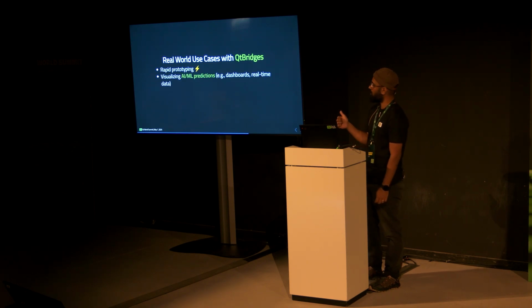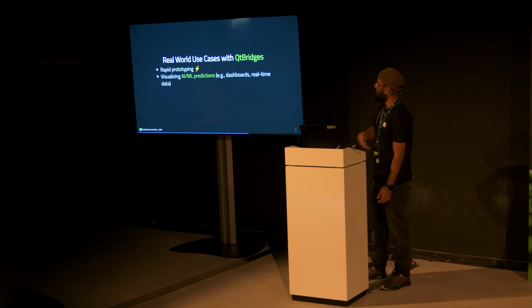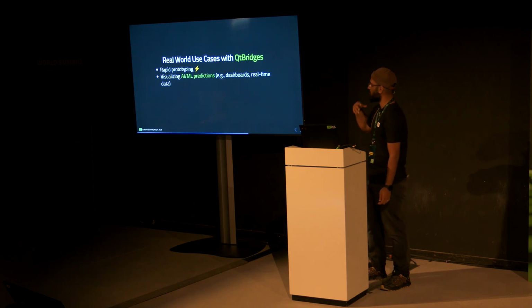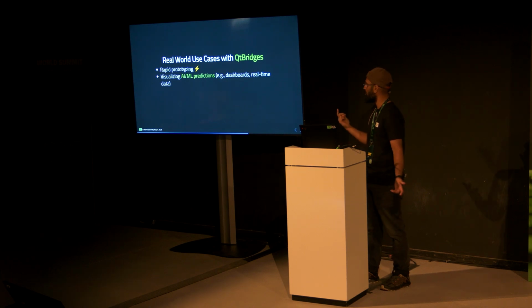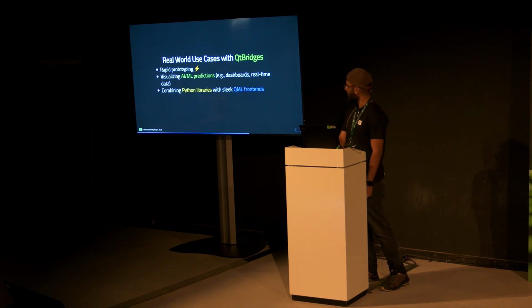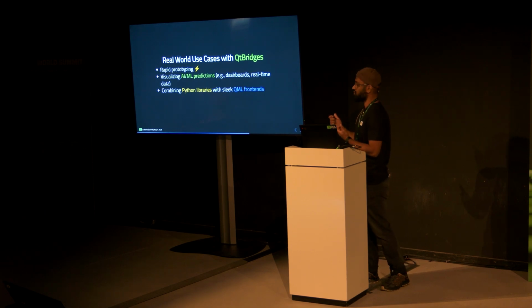Visualizing AI or ML predictions. Imagine that you have a machine learning model at your backend. You make some predictions and then you want to visualize them as a dashboard or some real-time data. It's again fairly easy. The only thing that you need to implement is this data method and then pass that back to QML. Fairly easy. And then combining the extensive network of Python libraries with sleek QML front ends.